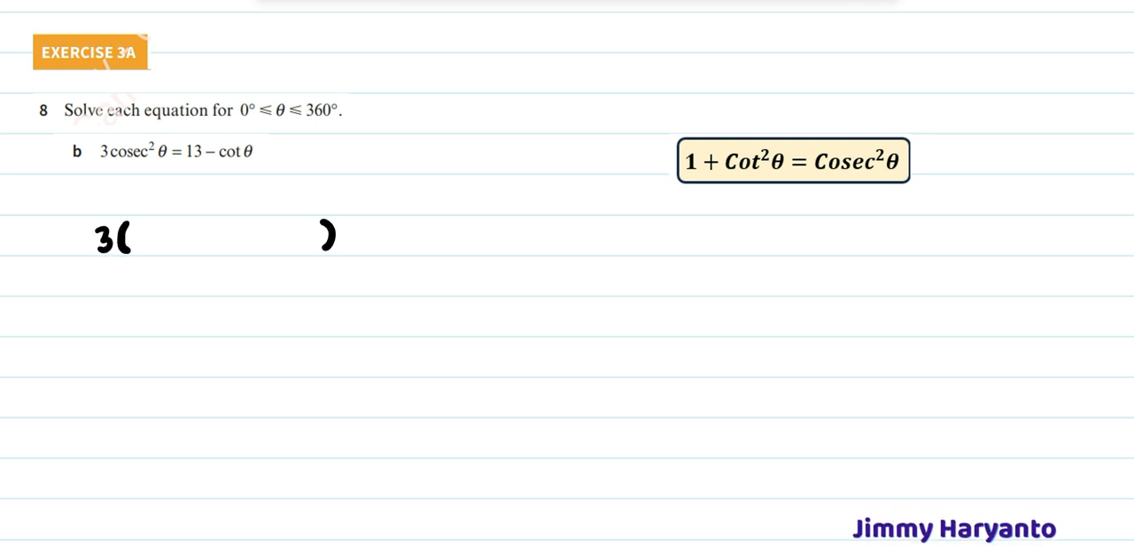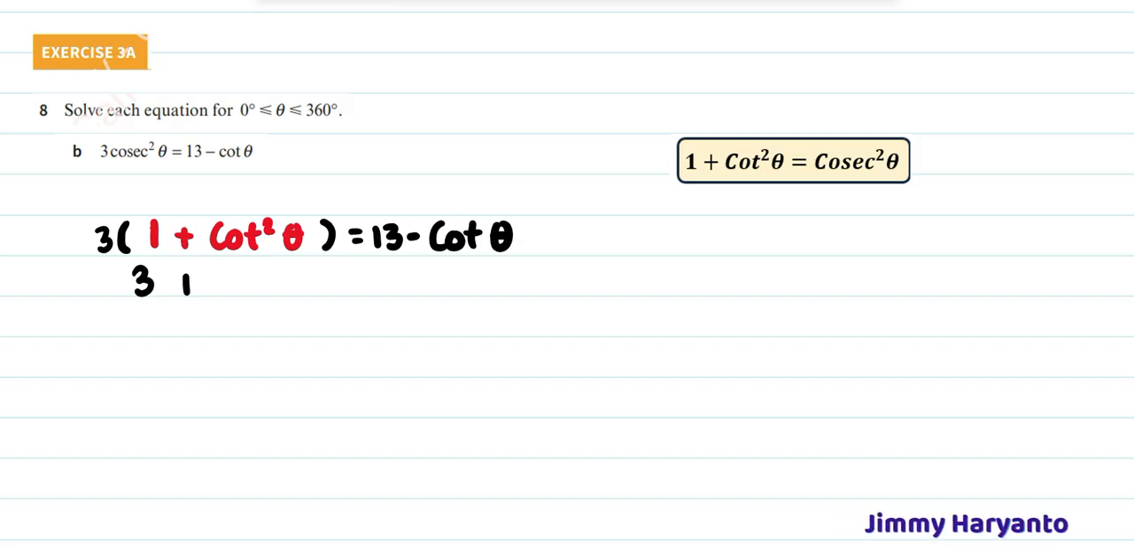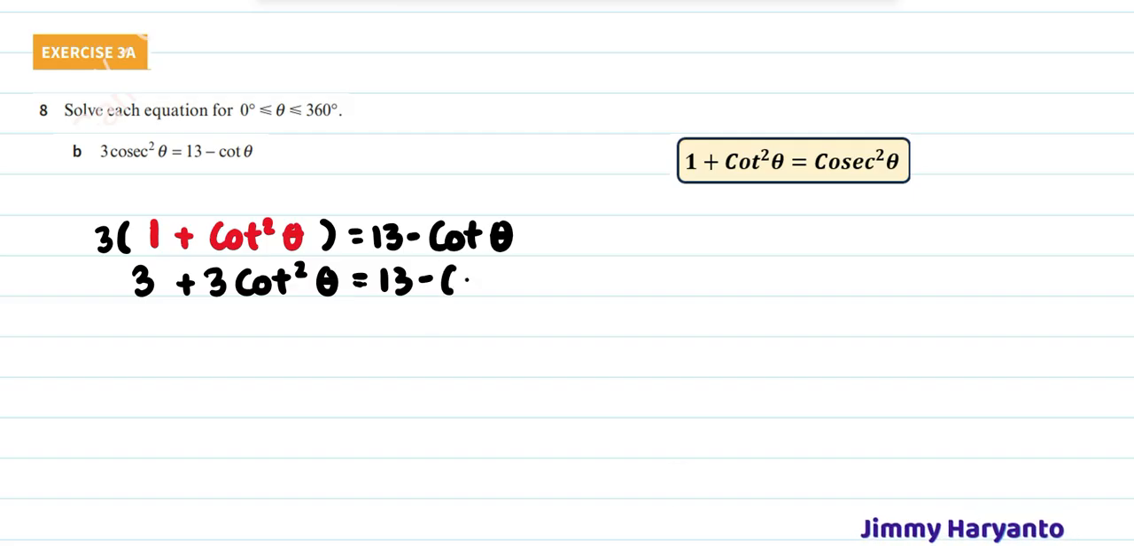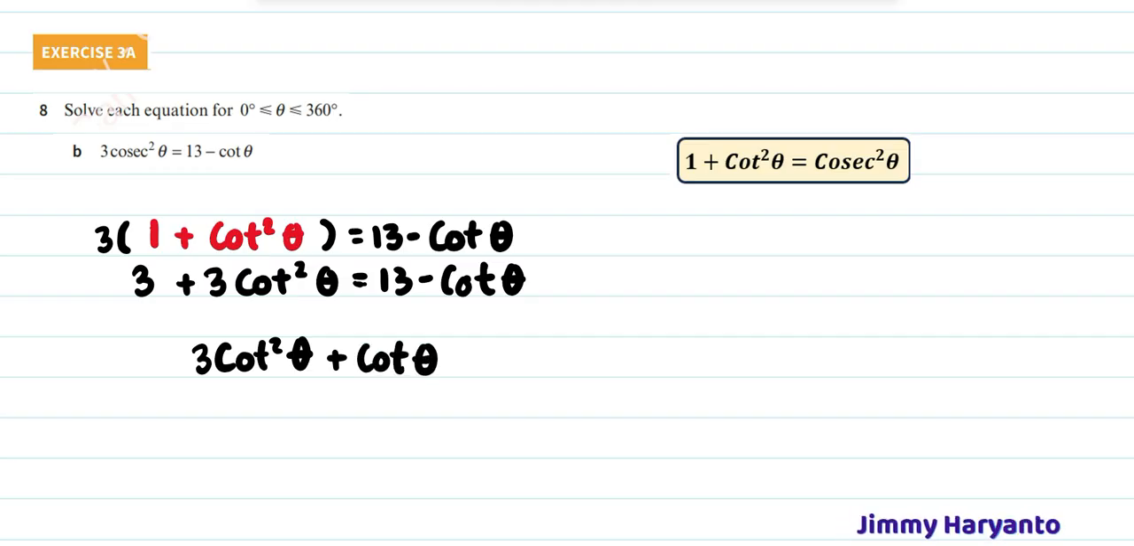So 3 times the cosecant squared will be 1 plus cotangent square theta, and then equal to 13 minus cotangent theta. And then we'll multiply the 3, so 3 times 3 plus 3 cotangent square theta equals to 13 minus cotangent theta. Okay, and then I will move the cotangent theta to the left hand side like this, and then I will move the 13 to the left hand side also, so I will have negative 10 equals to 0.